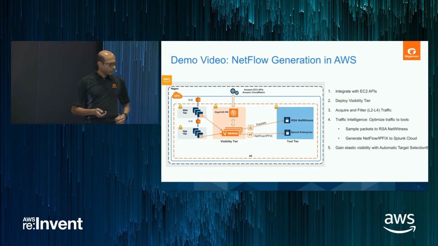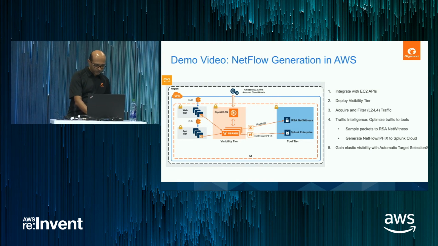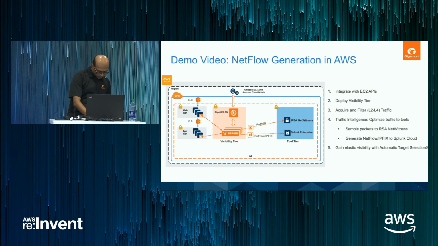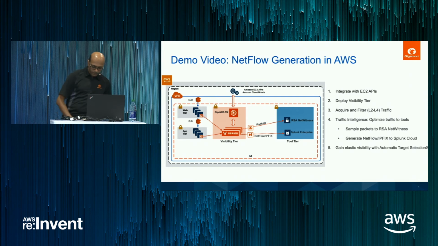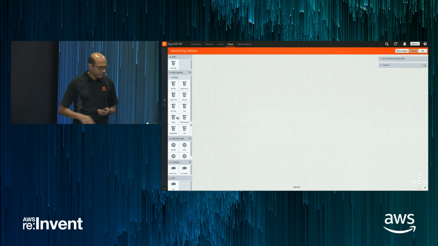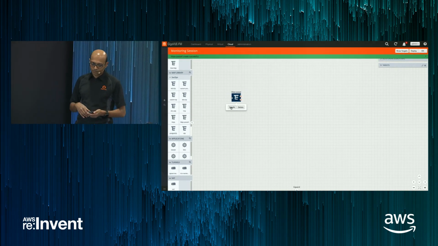So I'll just do a quick demo here of the actual solution. Okay, so what you see going on here is the desire to send the traffic to two different tools, one to RSA NetWitness and another to Splunk.